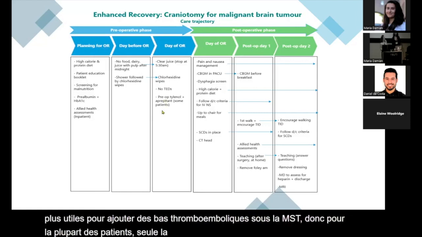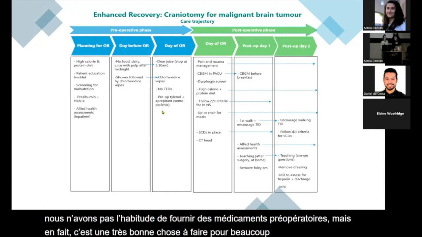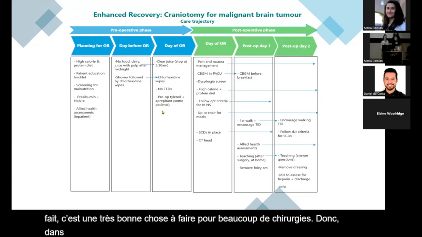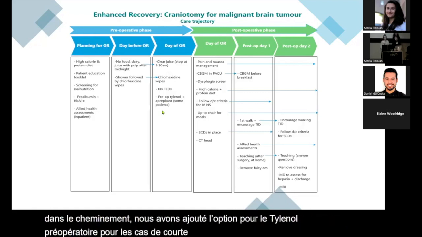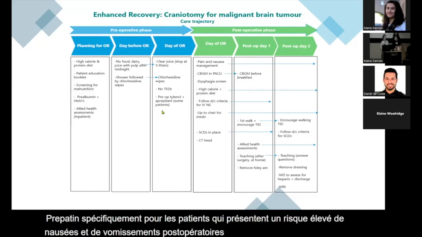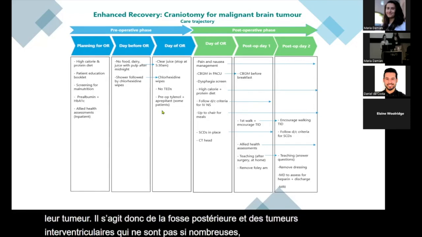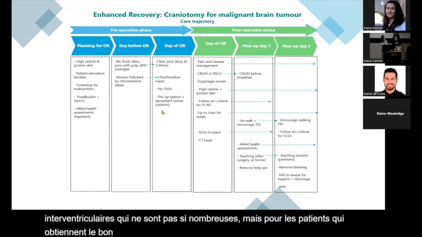Also, we're not in the habit at the Neuro of providing preoperative medications, but in fact, it's a really good thing to do for a lot of surgeries. So in the pathway, we added the option for pre-op Tylenol for short duration cases for the surgeon to order, and pre-op aprepitant, specifically for patients who are at high risk for post-op nausea and vomiting due to the location of their tumor. So it's posterior fossa and intraventricular tumors, which aren't that many patients, but for those patients who do get the aprepitant, it really makes a big difference.